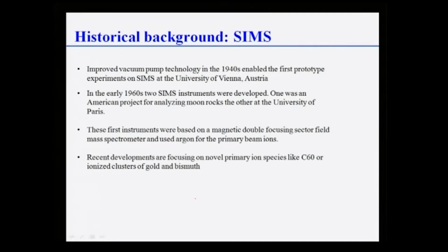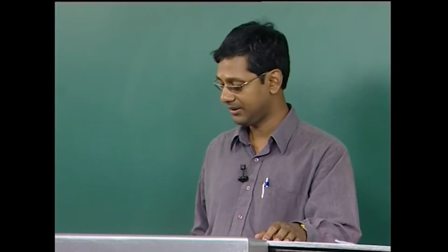These first experiments were based on a magnetic double focusing Mattauch-Herzog mass spectrometer and used argon as a primary ion beam. Obviously, these things are not known to you, I am going to discuss them in detail. And then this was followed by recent developments on focusing these noble primary ion sources, species like C60, even ionized clusters of gold and bismuth. And this followed a lot of instrumentation and computation of the technique, and now it is fully automated and comes at a cost of about a few tens of crores of rupees.